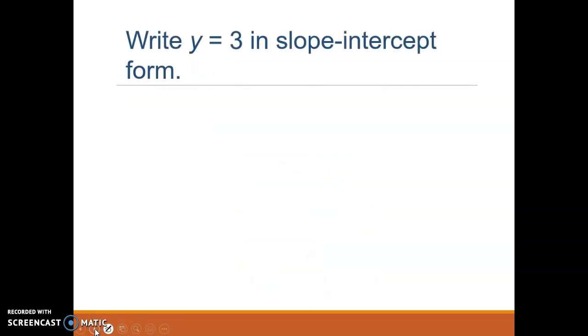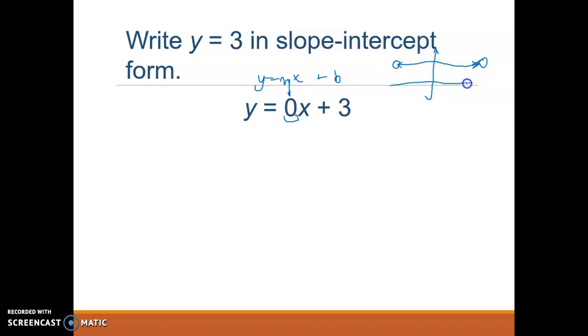Let's go ahead and write y equals 3 in slope-intercept form. Well, we know that y equals 3 is a horizontal line because y equals 3 no matter what your value of x is. And we know that a horizontal line has a 0 slope. So we will plug in 0 for the slope here. And we know that this line is going to cross the y-axis at 3.